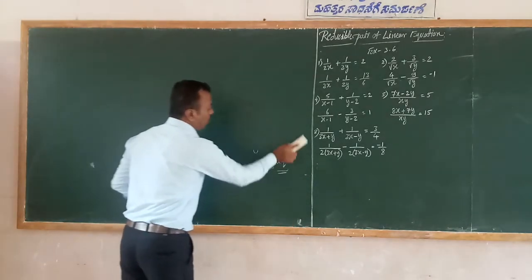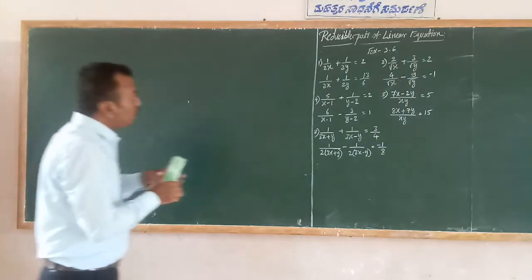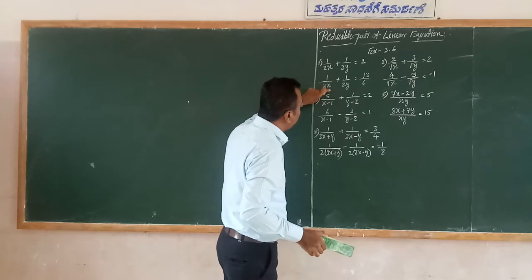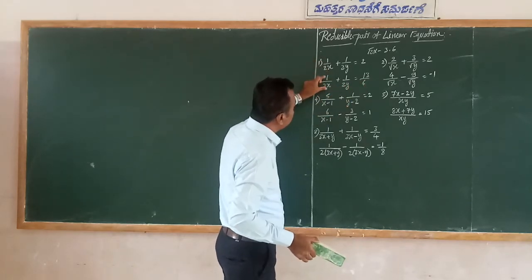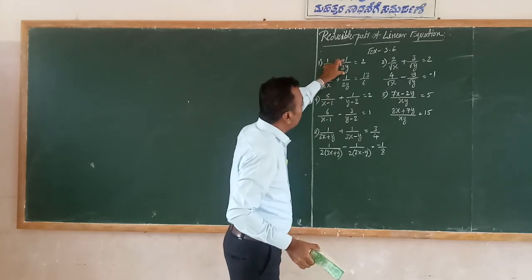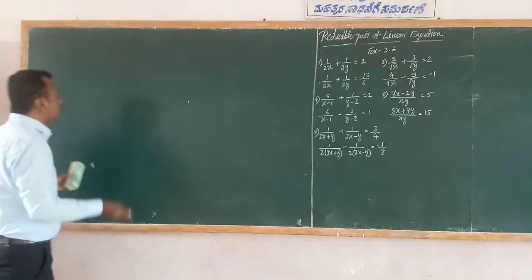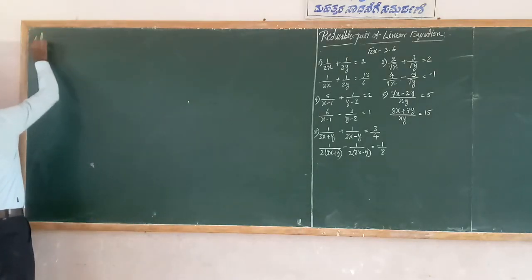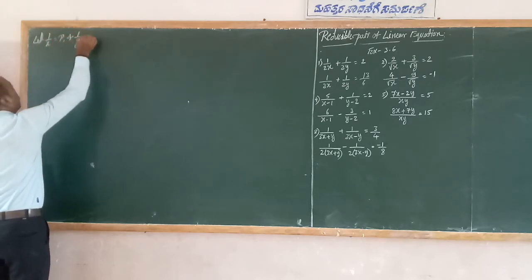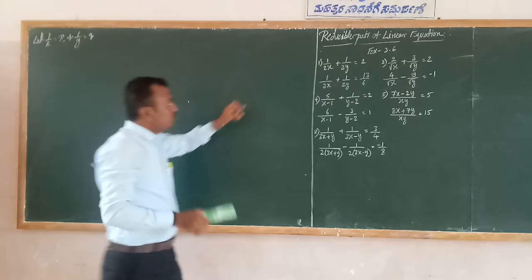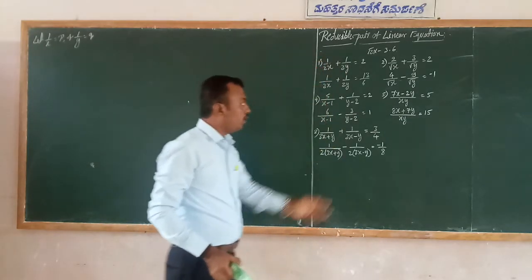Let us start. The first question: 1 by 2x plus 1 by 3y is equal to 2. The second equation is 1 by 3x plus 1 by 2y is equal to 13 by 6. Here also 1 by x is there, and 1 by y is there, so we have to apply it. Let 1 by x be equal to p and 1 by y be equal to q. Any variable you can take.